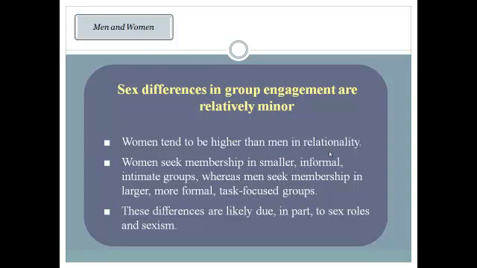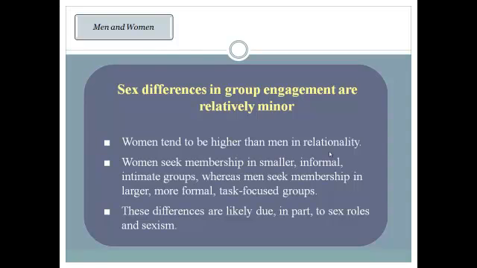There are sex differences regarding group formation, who joins groups. There are some differences there. Women tend to be higher than men in relationality. What that means is wanting to form close relationships with others. I remember we've talked about the fight or flight response versus the tend and befriend response. When excluded, women might be more likely to do the tend and befriend, building up relationships.